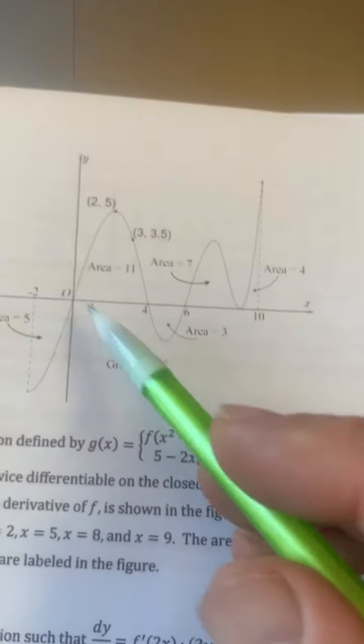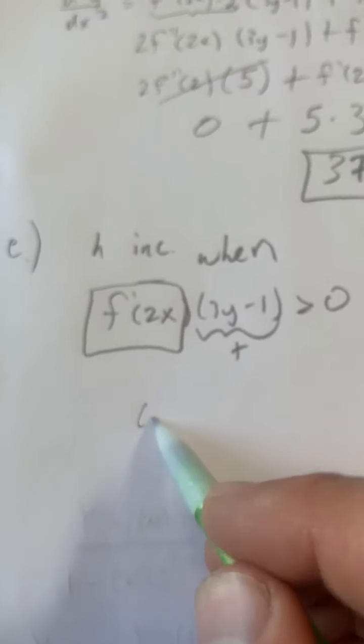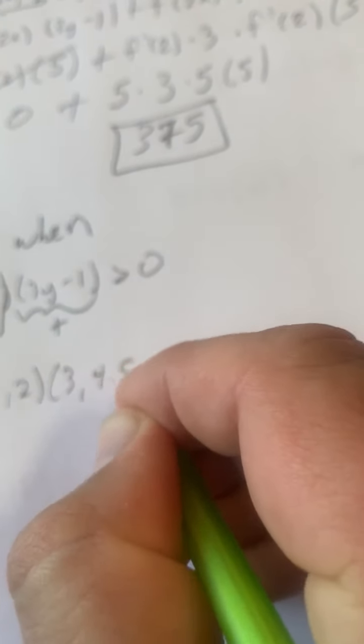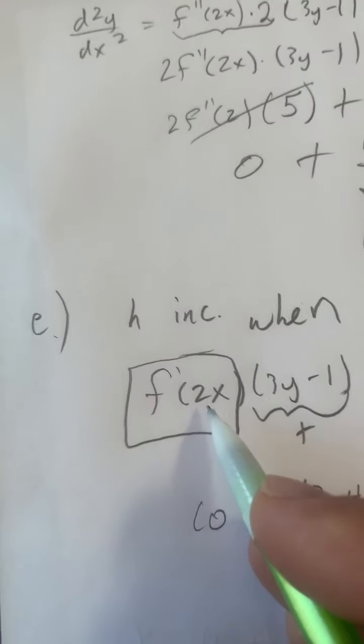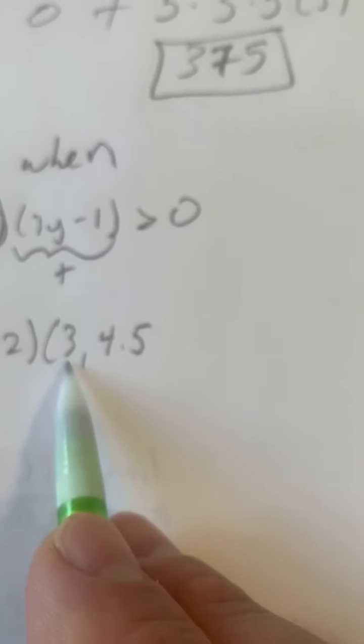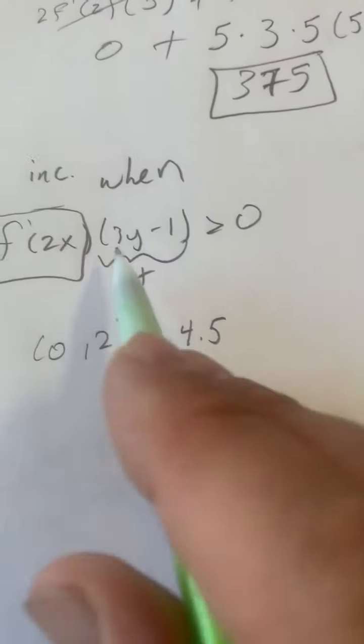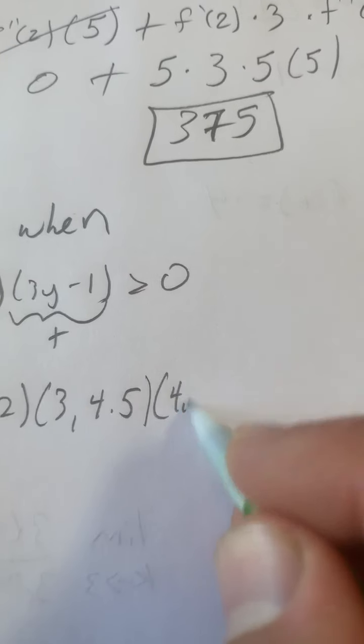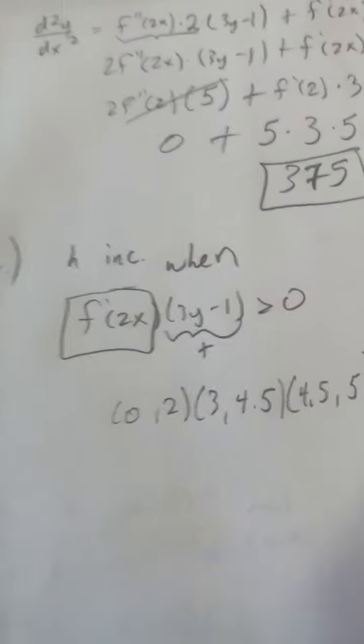So f prime of x is positive from 0 to 4. So if I plug a 0 into here, I get out a 0. But if I plug a 2 into here, I get out a 4. So since it's a 2x instead of an x, I'll say 0 to 2. And then it's positive again from 6 to 9, which all go from 3 to 4.5. Again, because this is not f prime of x, it's f prime of 2x. So I'm trying to figure out how do I get a 6 coming into here and how do I get a 9. And then again from 9 to 10, f prime's positive. So f prime of 2x will be positive from 4.5 to 5. Okay.